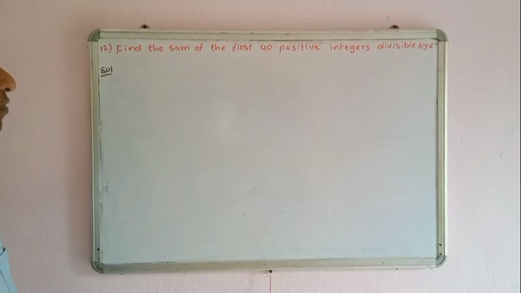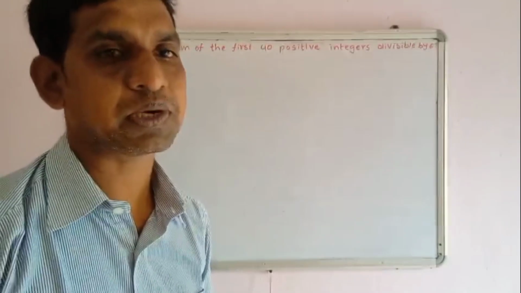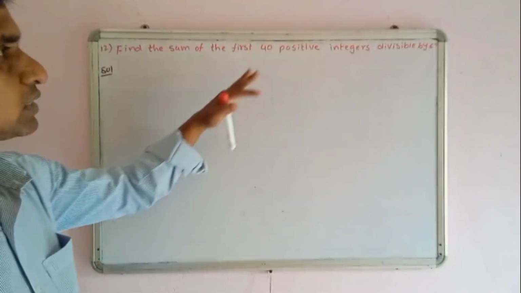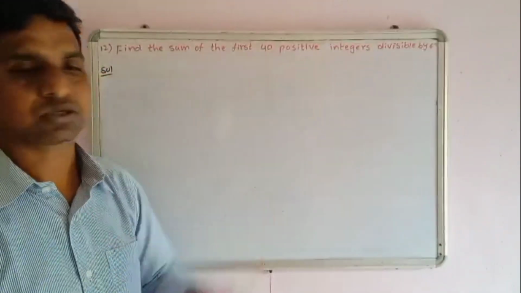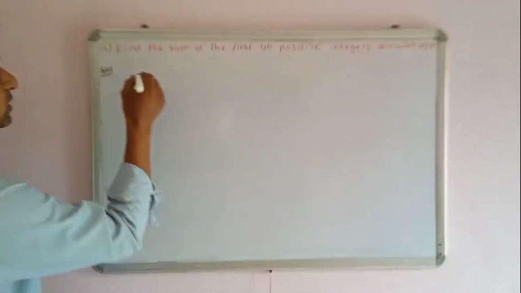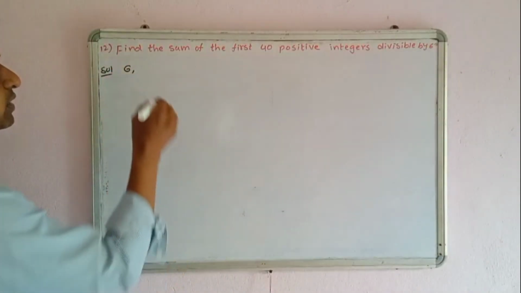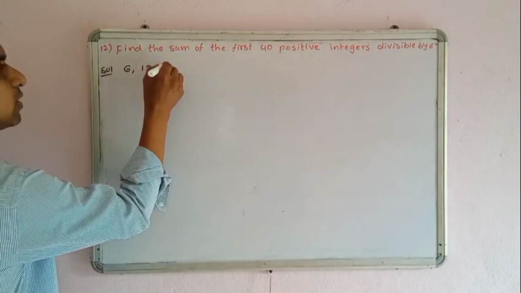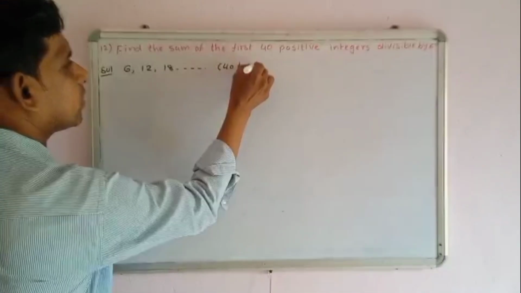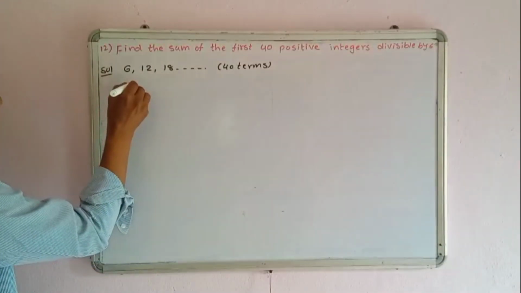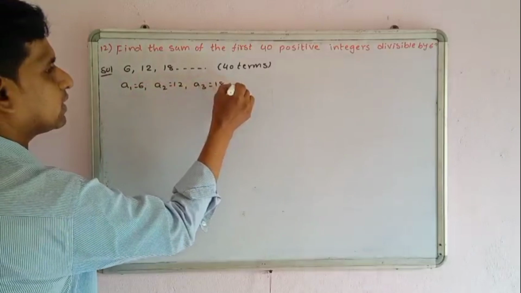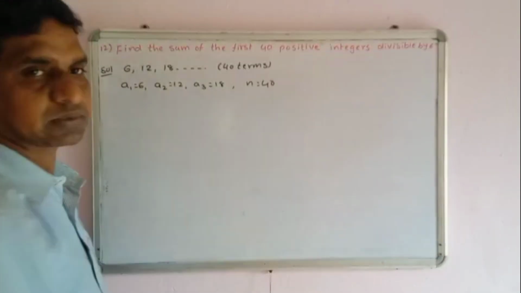Problem 12. Find the sum of the first 40 positive integers divisible by 6. We need to find the sum of the first 40 positive integers that are divisible by 6. So what is the first number which is divisible by 6? 6. Second number 12, third number 18, and so on. 40 terms are there. Here A1 equals 6, A2 equals 12, A3 equals 18, n equals 40.